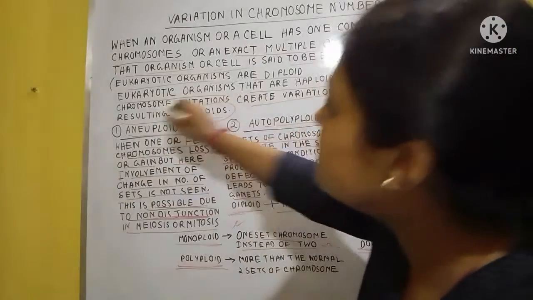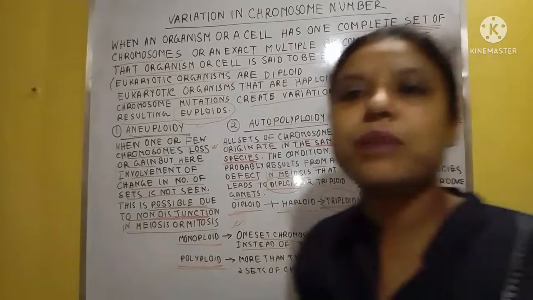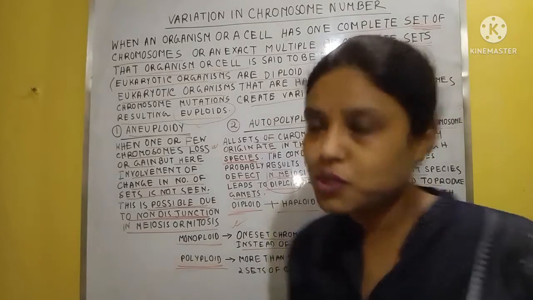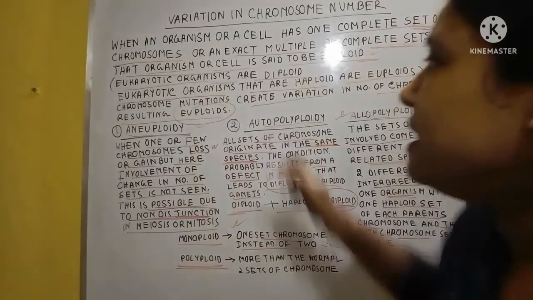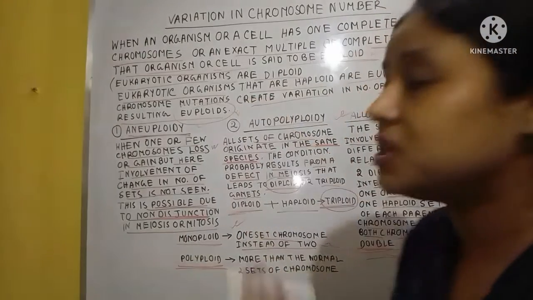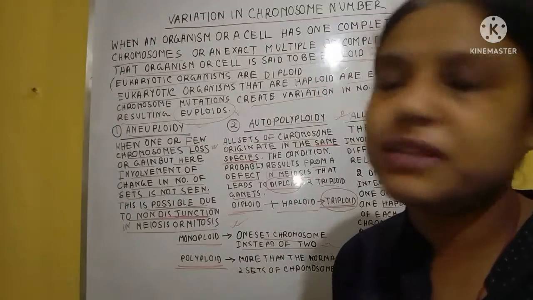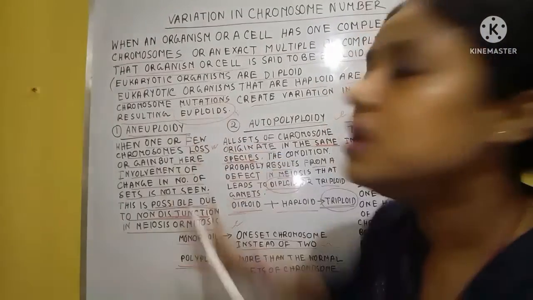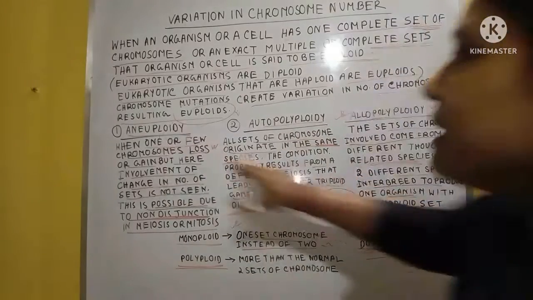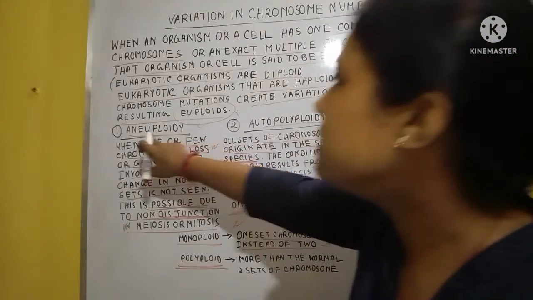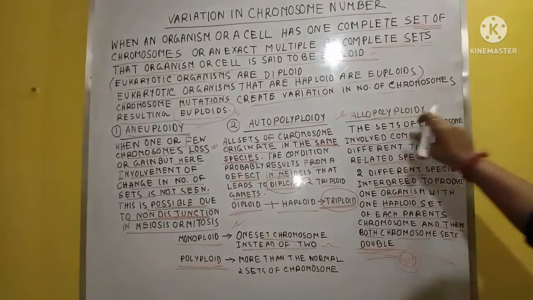If chromosomal mutation does not occur, no change in the number of chromosomes occurs. But if chromosomal mutation occurs, there is a maximum possibility for the formation of euploids. Clear? So here are three terms that are explained: aneuploidy, autopolyploidy, and allopolyploidy.